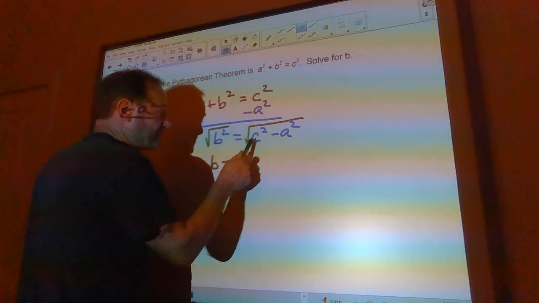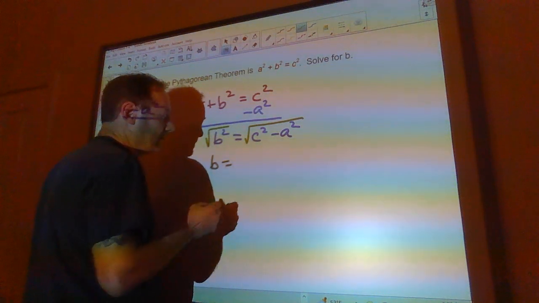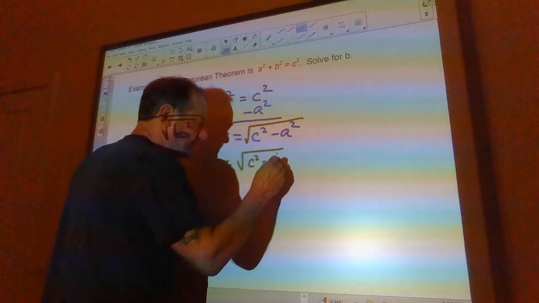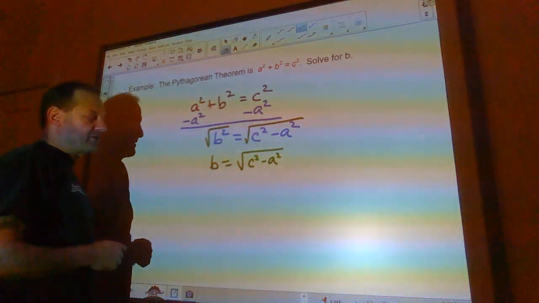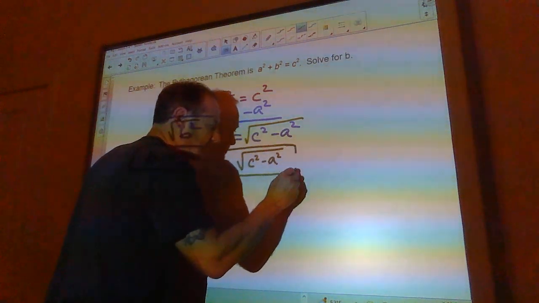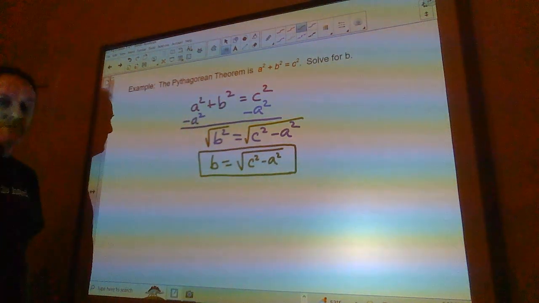Now be careful. This is not c minus a. You cannot simplify this, because that minus sign messes everything up. So you're just going to leave it like that, the square root of c squared minus a squared, and you're done.